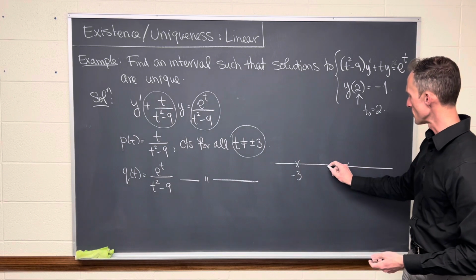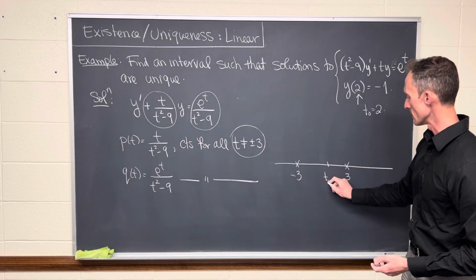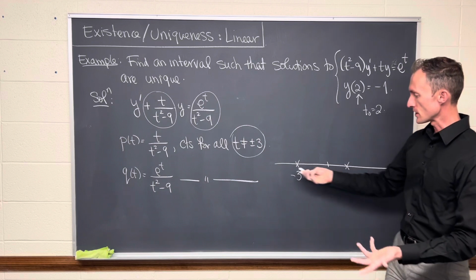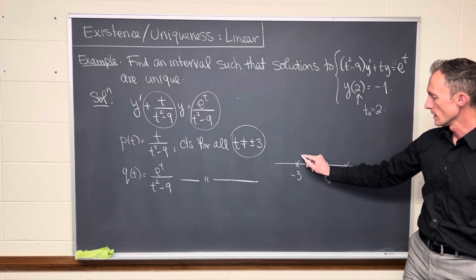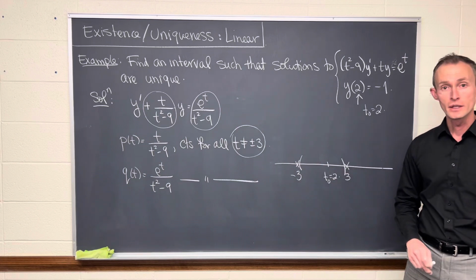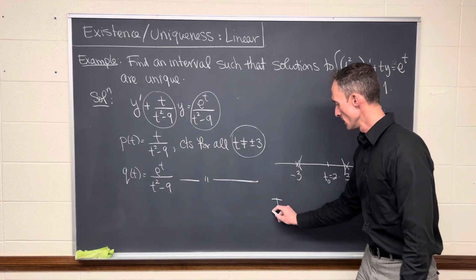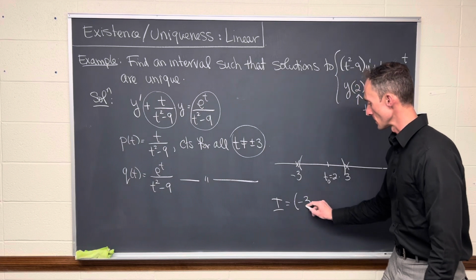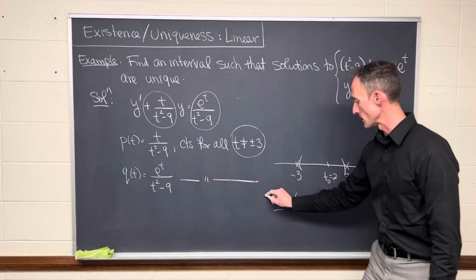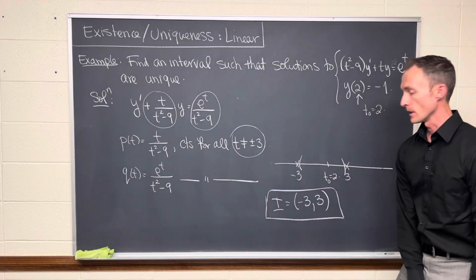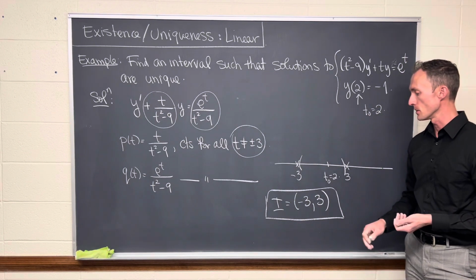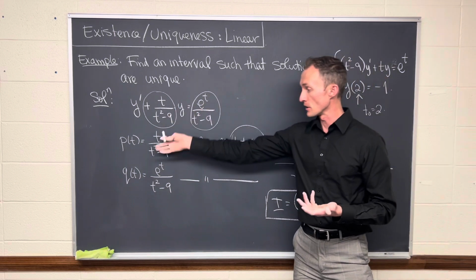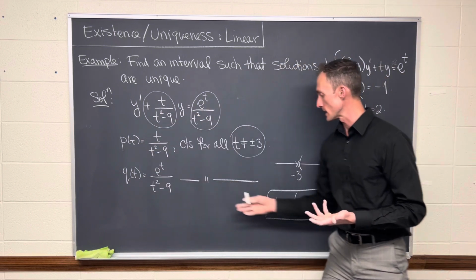So if t naught's equal to 2, let's do that here. So t naught equals 2. Then you just say which of these three intervals contains t naught is equal to 2. And clearly this is the right one. So what is the interval? What's the largest interval on which solutions exist and are unique for this ODE? There it is, negative 3 to 3. Okay, it contains the initial condition, t naught is equal to 2. All of our functions, p of t and q of t, are continuous in this range.